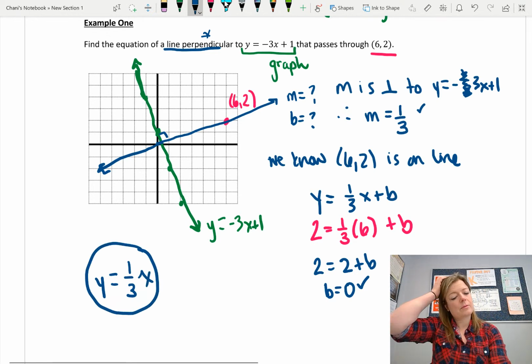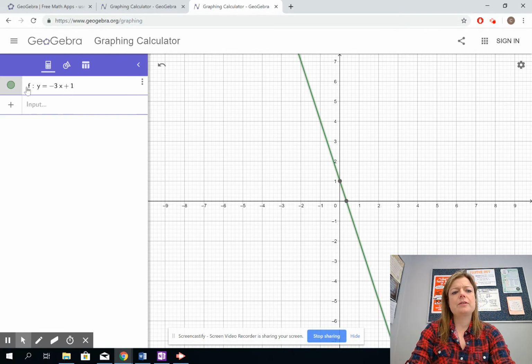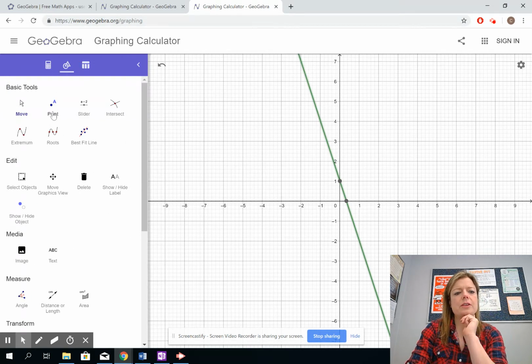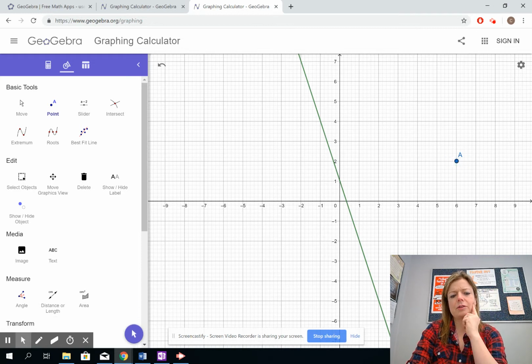Okay, so now I'm going to quickly show you how to use GeoGebra to verify this. So I have it set up for you here. So you start with just writing the equation y equals -3x plus 1. And then you press this to go to the geometry, and you want to place a point. So you click point, and you want to place it at (6, 2). So you just get as close as you can, and GeoGebra usually does it perfectly for you.